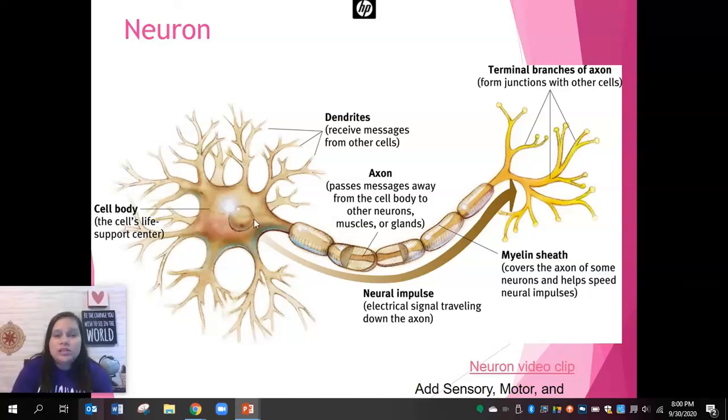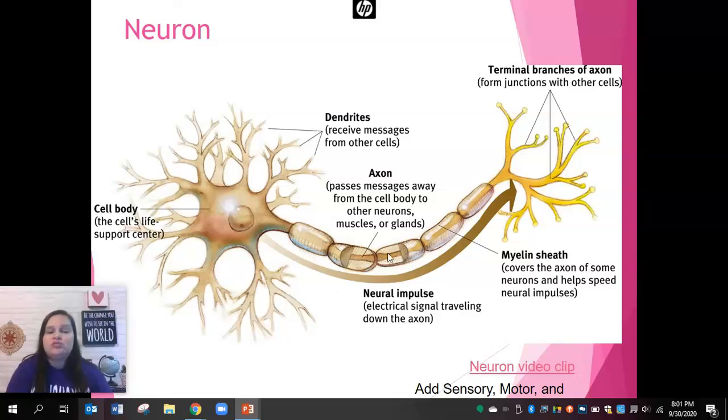Another part of the neuron that is unique to this type of nerve cell is the axon. And the axon is this long, thin, hair-like extension that extends out from the cell body. You may recall from the crash course that they said some of your axons are as long as your leg. So they can be very short or very long. The axon passes the message away. So we've got a message being generated here in the cell body, and it's indicated here by this brown arrow. That's our neural impulse, the electrical signal traveling down the axon.